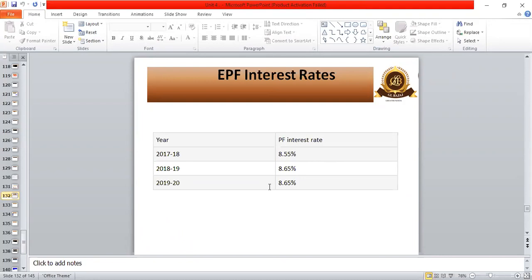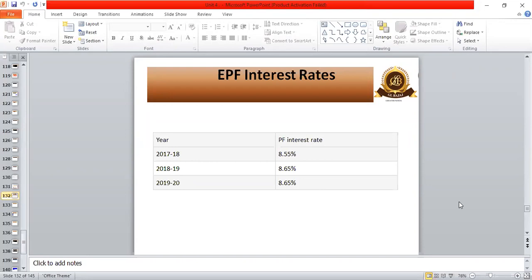In 2017-18, on the PF amount, 8.55% interest used to be given to the employees. In 2018-19, it increased to 8.65%, and in 2019-20, right now till date, it is 8.65%. That means if your PF amount is deducted from your salary, that amount would go to the EPF organization, and yearly you will get 8.65% on your amount. Not bad, because FD rates keep fluctuating, but once the EPF interest rate is fixed, unless amendments are done, that interest doesn't fluctuate. So I think 8.65% is a good rate on the PF amount.